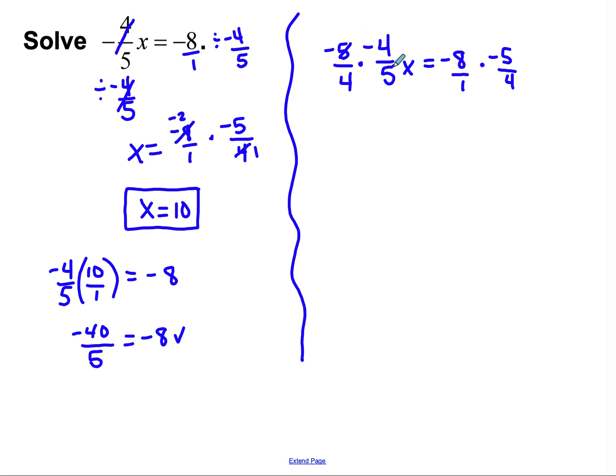So the 5's cancel out, the 4's cancel out, the negatives cancel out, and I'm left with x. -8 times -5 is +40. 1 times 4 is 4. 40 over 4 is 10.